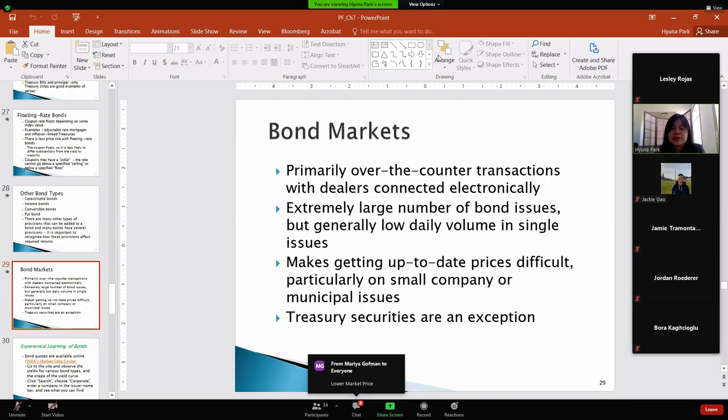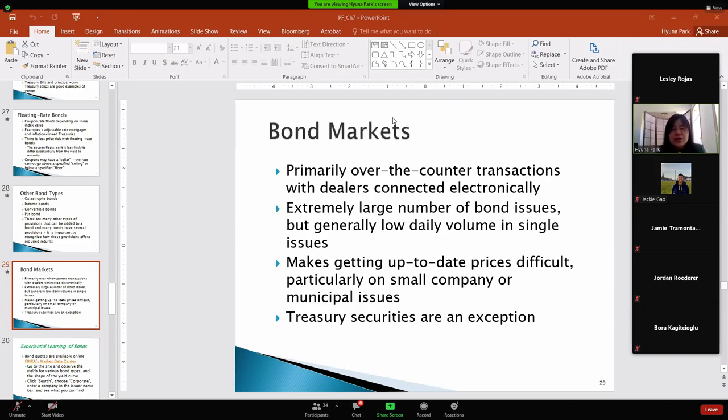All right. Yes. Thank you, Maria. Yeah, higher. No, not lower market price. Lower yield means the price will be higher. So yield and price move in opposite directions. So the convertible bond price will be higher because the yield will be lower.